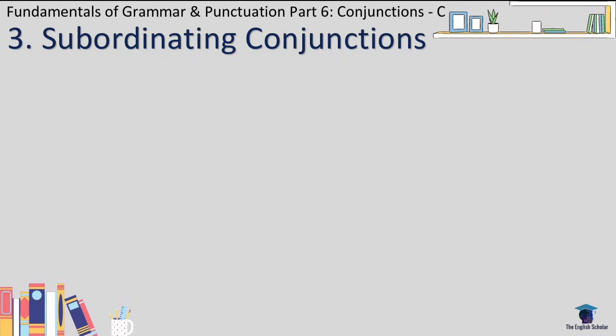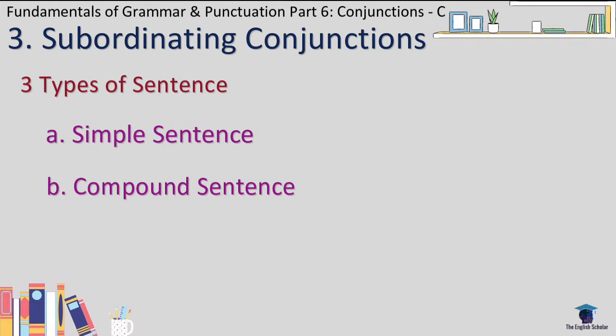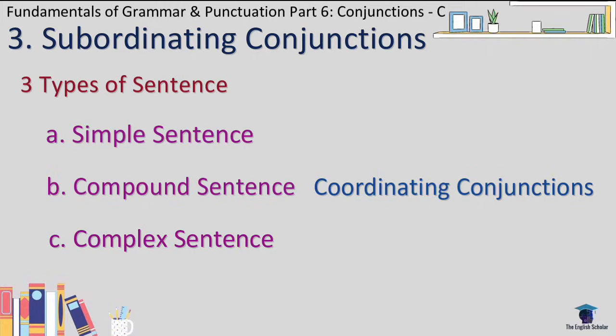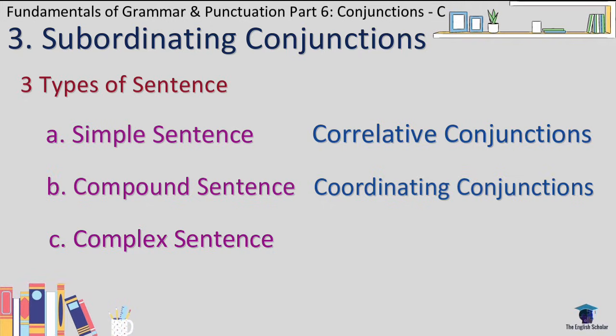Subordinating conjunctions. Remember, we have three types of sentences: simple sentence, compound sentence, and complex sentence. Coordinating conjunctions exist primarily for forming compound sentences, just as correlative conjunctions exist to create simple sentences, though we use them sometimes to make compound sentences too. What we have left in this table tells us that the subordinating conjunctions exist for complex sentences. In other words, we use subordinating conjunctions to create complex sentences.